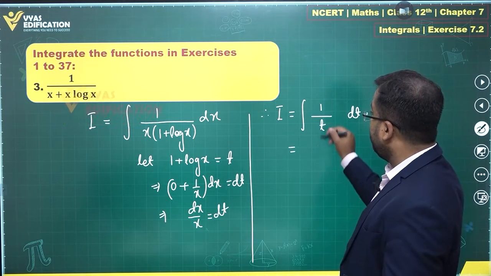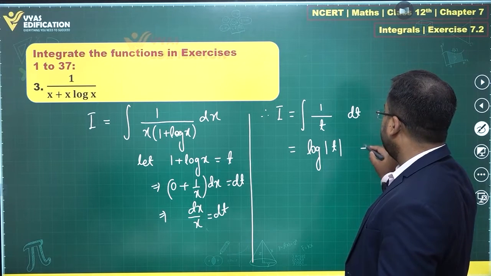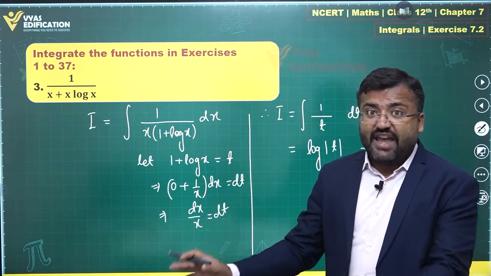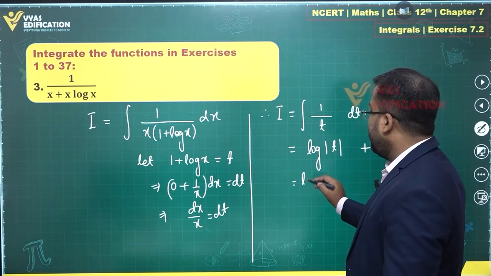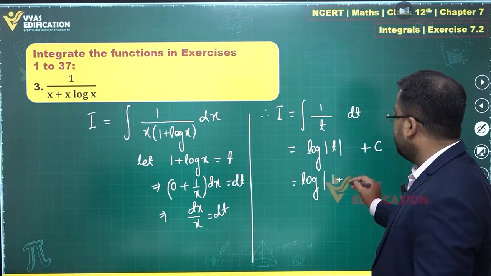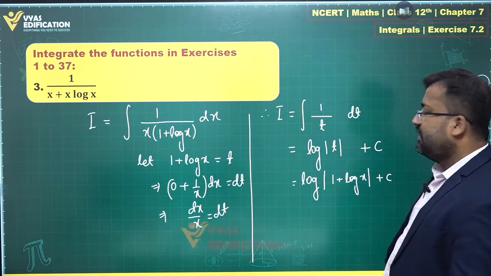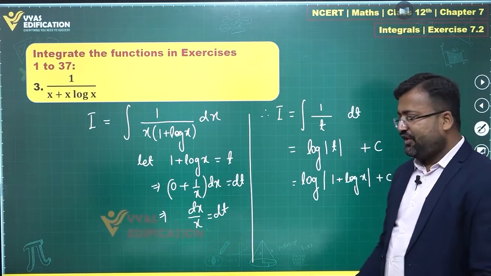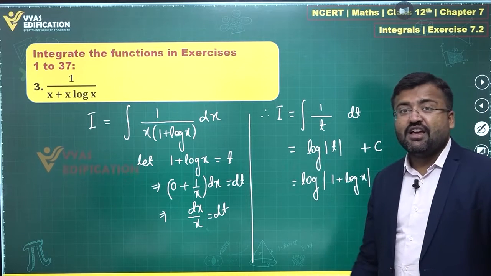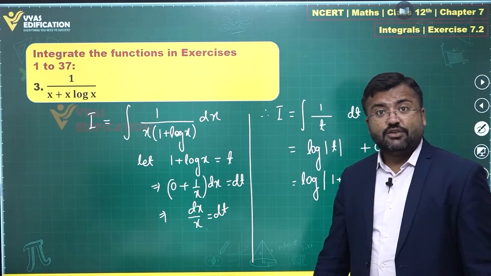And what's the integral of 1 upon t? That is log of mod t, and you add a constant of integration. Replace that t in terms of x once again, and we get the final answer. Log modulus t is equal to log modulus of 1 plus log x, plus c. This is what you have, and that's the answer for this question. Pretty complicated looking integral, but with substitution things become very simple, right? That's the final answer for this third question.